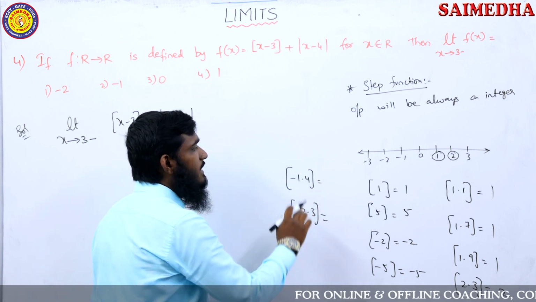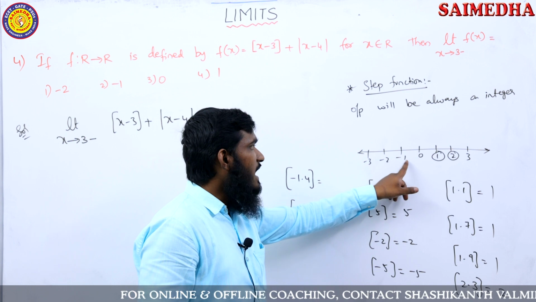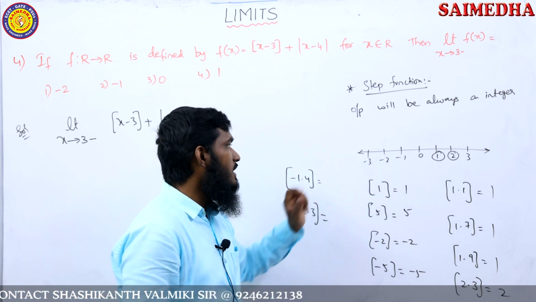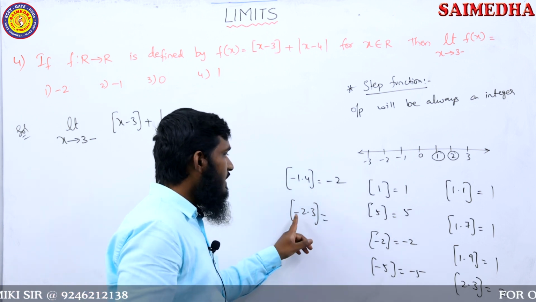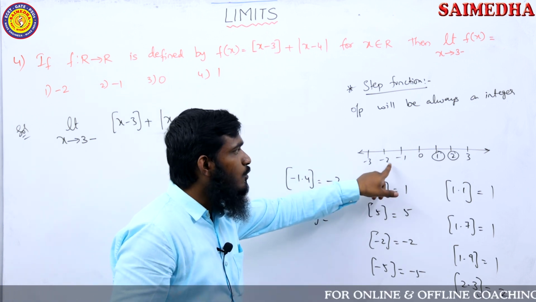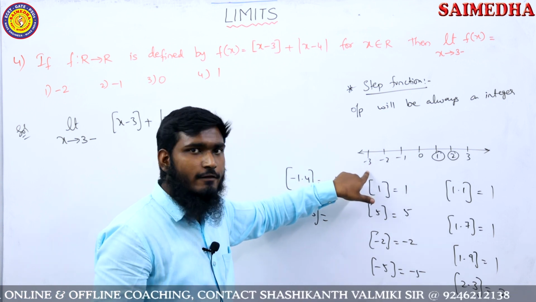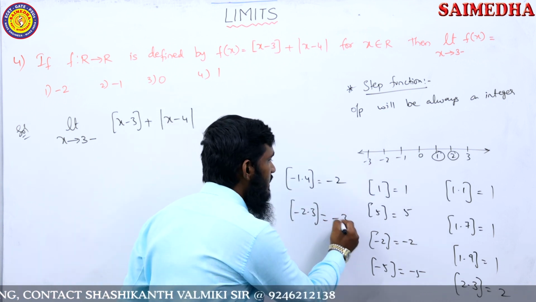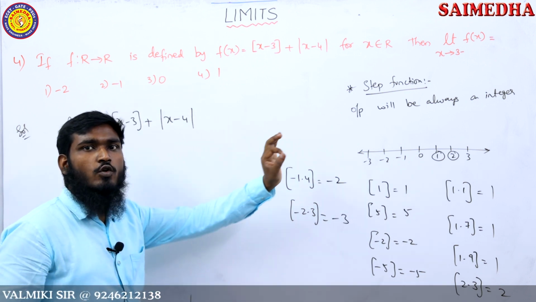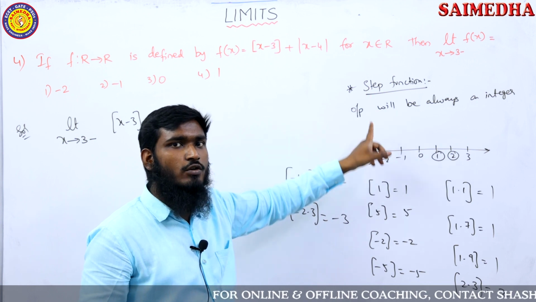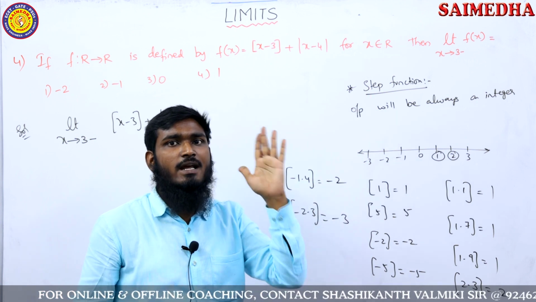Now, if you take negative numbers, say minus 1.4 and minus 2.3: minus 1.4 lies between minus 1 and minus 2, so the left number is minus 2. Minus 2.3 lies between minus 2 and minus 3, so the left number here is minus 3. Is it clear? You only have to remember one point: whenever we see the step function, we have to take the left number.